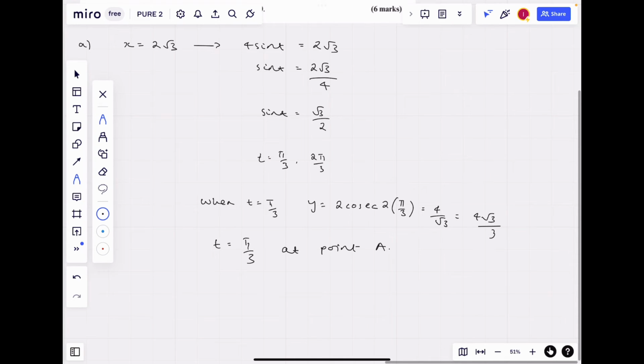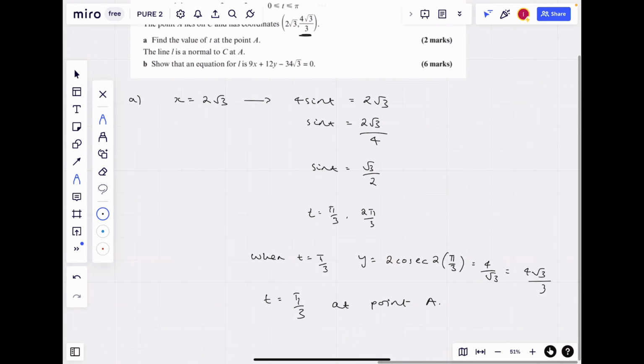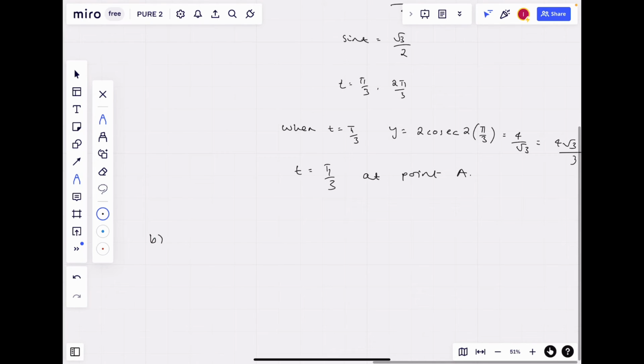Cool. Part B. The line L is a normal to C at A. Show that the equation of L is blah, blah, blah. Okay, to work out the gradient of the normal, you first have to work out the gradient, and then you have to use the minus reciprocal rule to work out the normal. We have a parametric, so you're going to work out dx by dt first, and then dy by dt. Or, doesn't matter which way around you do it.